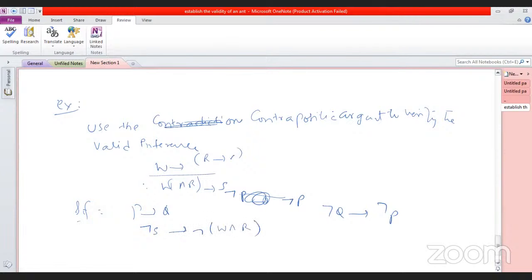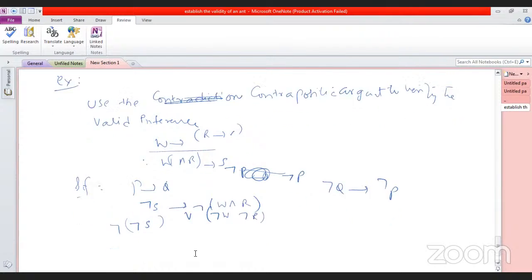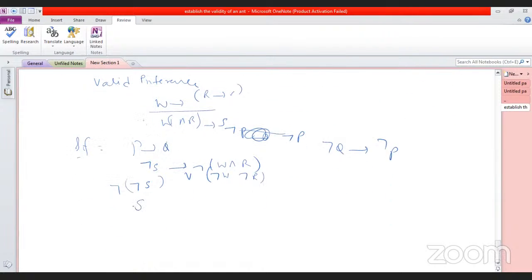So negation of S implies the negation of W to R, that value is the same. Therefore negation of negation of S is S. So negation of W, negation of R. I am applying the negation for both, so therefore S, and negation of W, negation of R. Why? Because this is the same value. So that's why we are taking the and rule. So negation of W or negation of R, yes.